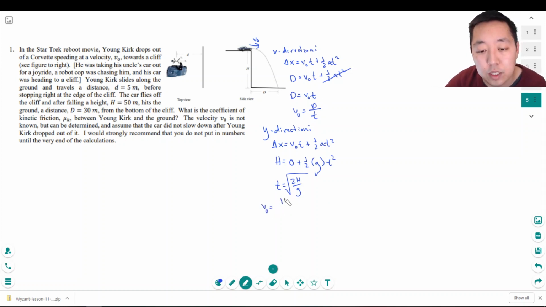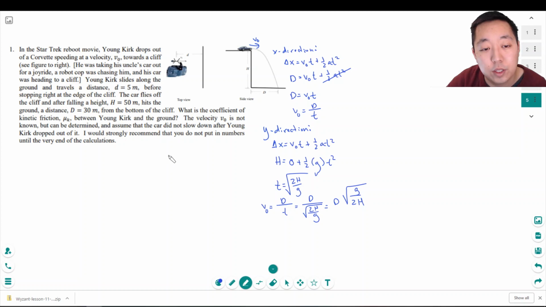v0 is equal to d over t, which is equal to d over the square root of 2h over g, which is really d root g over 2h. Okay, so that's his initial velocity. So Kirk slides 5 meters. He jumps out of the car right before it flies off, right? He's jumping off, and this is the velocity it's going. He slides a distance d, and he's under a constant acceleration.